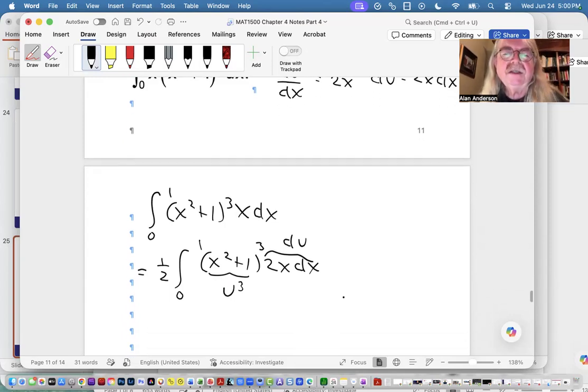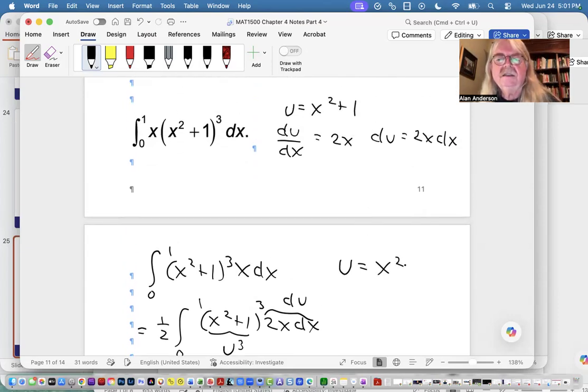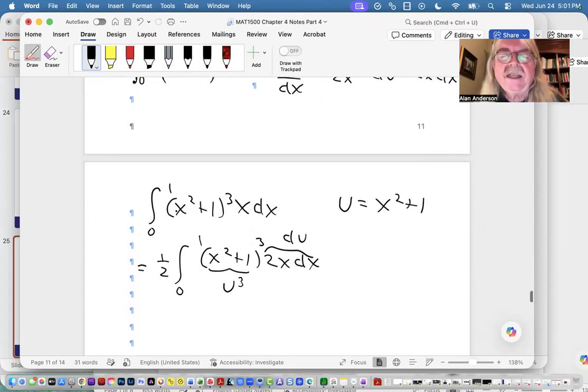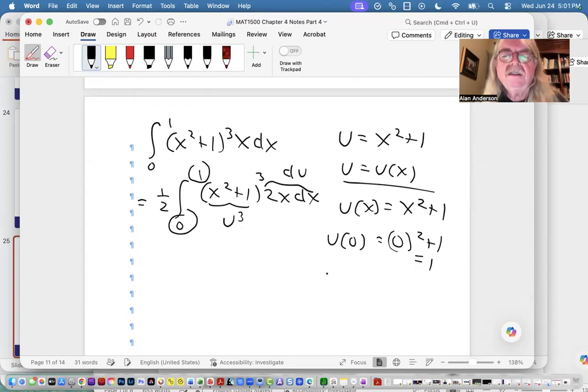Now, here's where we have to watch it. We decided to let u be x squared plus 1. So the upper and lower limits can't stay here at 0 and 1. Here's what we're going to do instead. So first, keep in mind that u is actually a function of x. So if we write it like this, it'll help us understand what we have to do. We need to evaluate u at 0, and then we need to evaluate it at 1. And then now the definite integral is going to look like this.